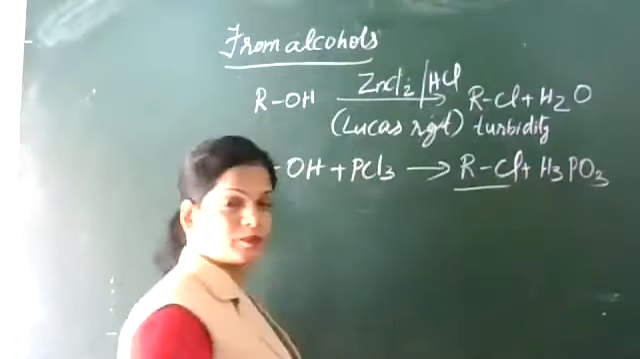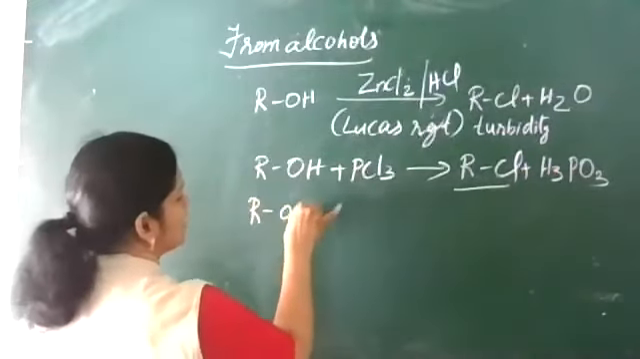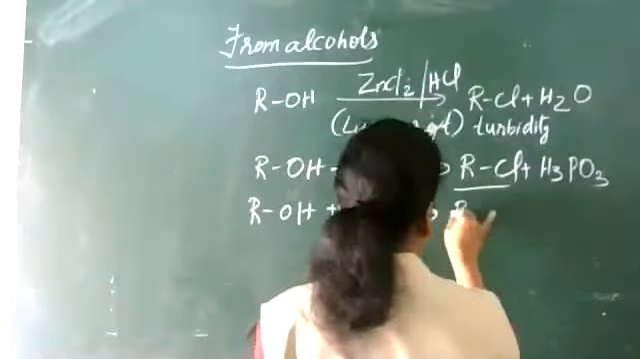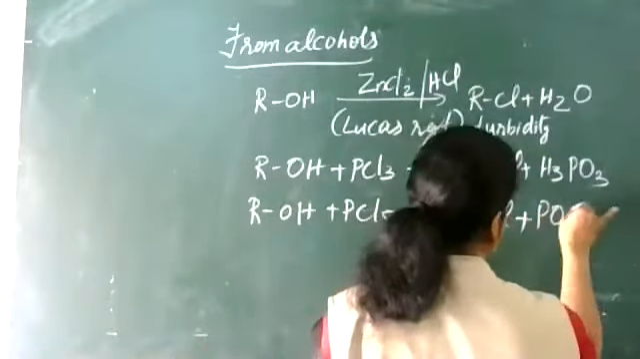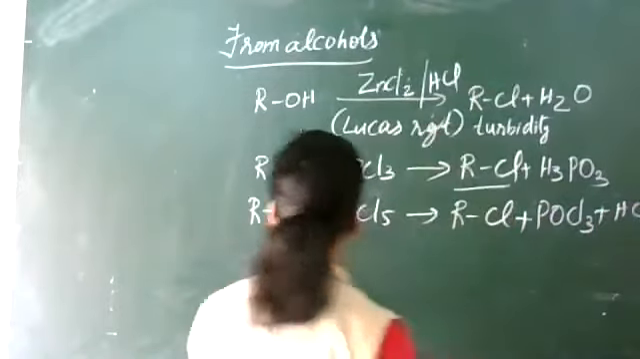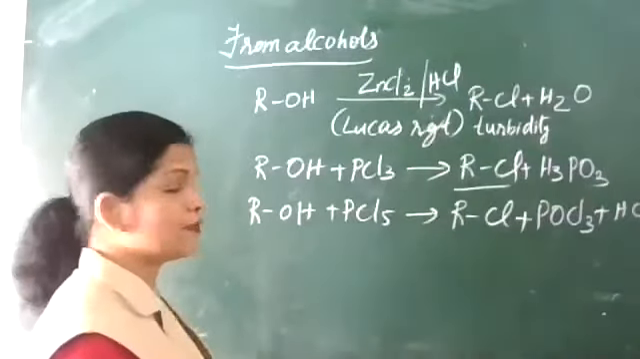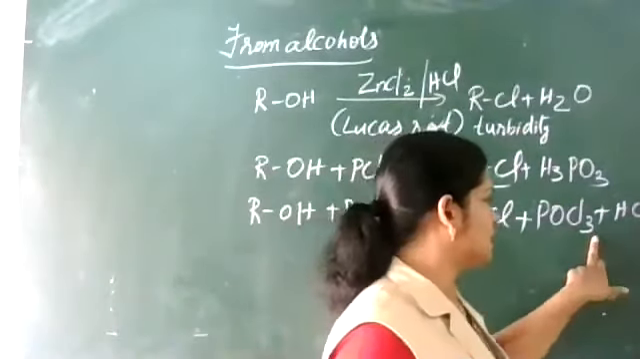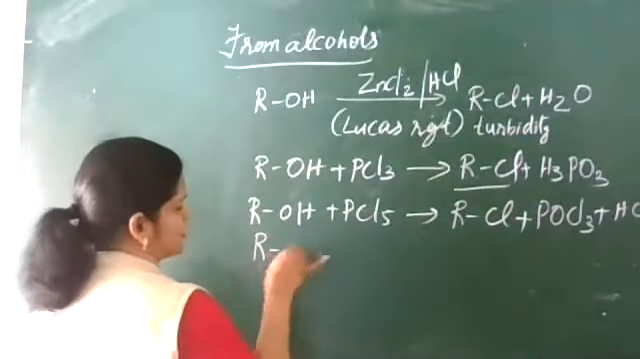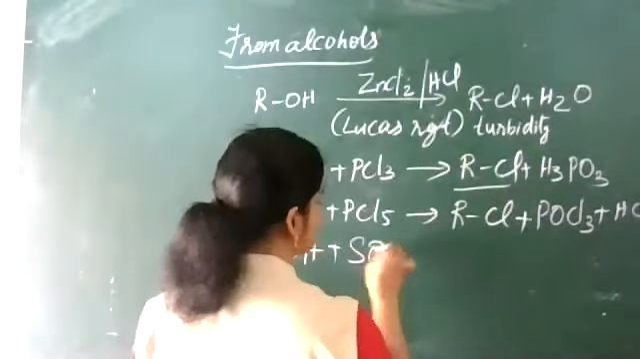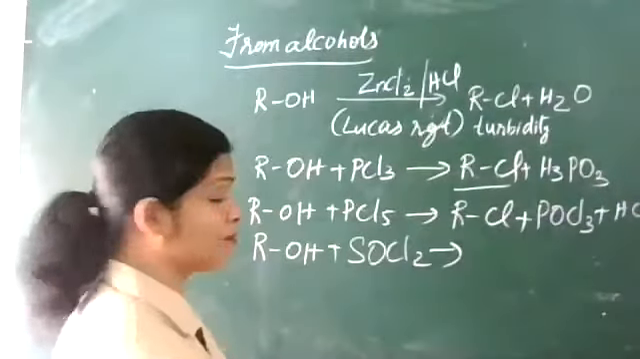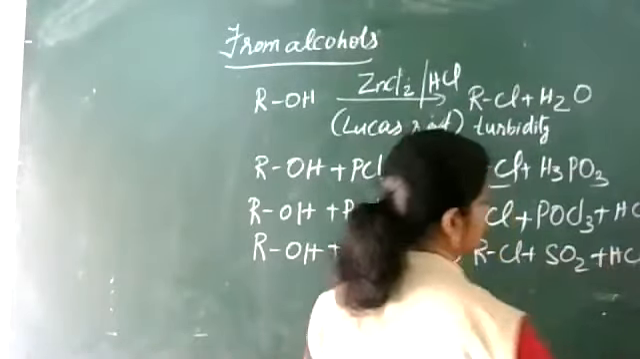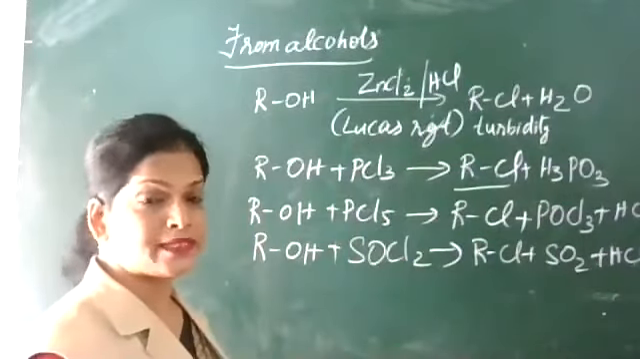Alkyl halide is also formed from ROH plus PCl5, giving RCl plus POCl3 plus HCl. RCl is the halide, POCl3 is phosphorus oxychloride. Make sure of the 5 chlorines: 1 plus 3 plus 1. Another method of preparation is ROH plus SOCl2. It is the best method for the preparation of RCl because the side products are gases: RCl plus SO2 plus HCl.